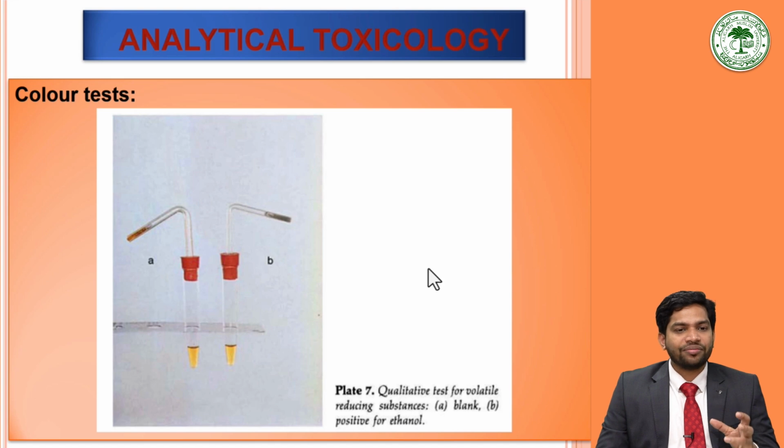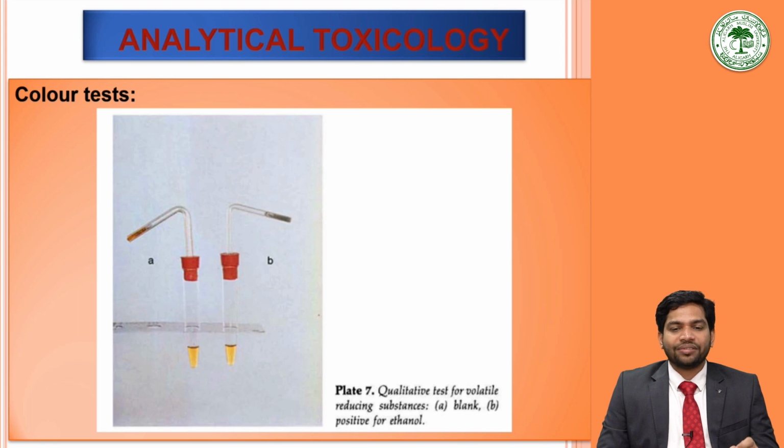The qualitative color test that is described in this picture is to detect volatile reducing agents. Acute poisoning with ethanol is very frequently encountered in hospital admissions and is usually the result of ingestion of alcoholic drinks. Poisoning with industrial alcohol, that is methylated spirit containing various denaturants, notably methanol, also occurs.